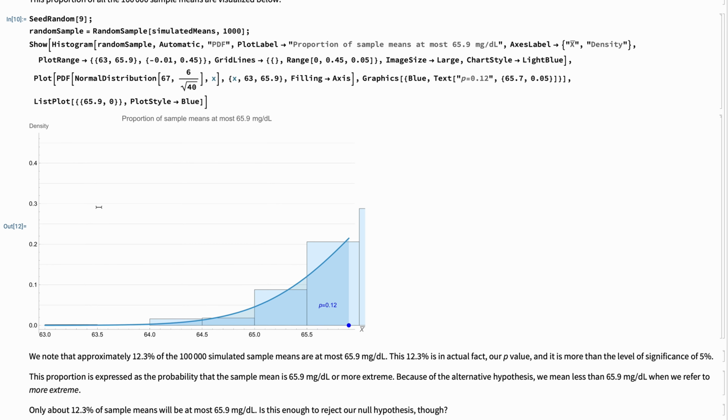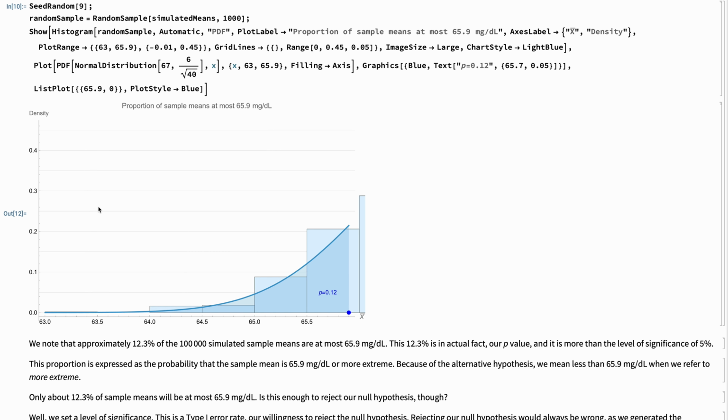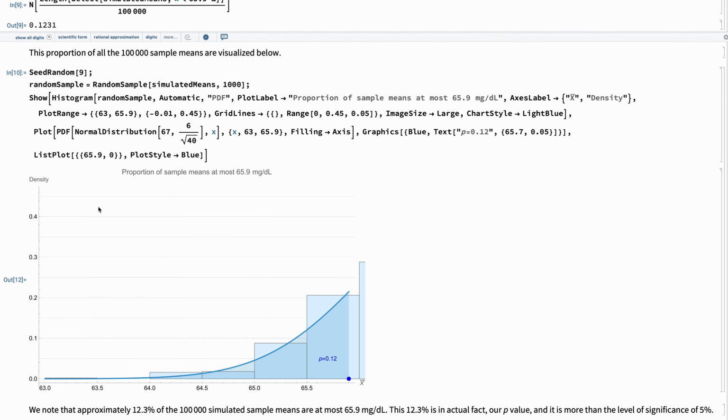And so let's have a look at that. I've zoomed in on that for you, and I'm showing you the theoretical distribution from the central limit theorem. So we're going to see the normal distribution with a mean of 67 and a standard deviation of 6 over the square root of 40. We see that, and we also see the part of that histogram, just trying to show you that 12.31% of those 100,000 values were at most 65.9.